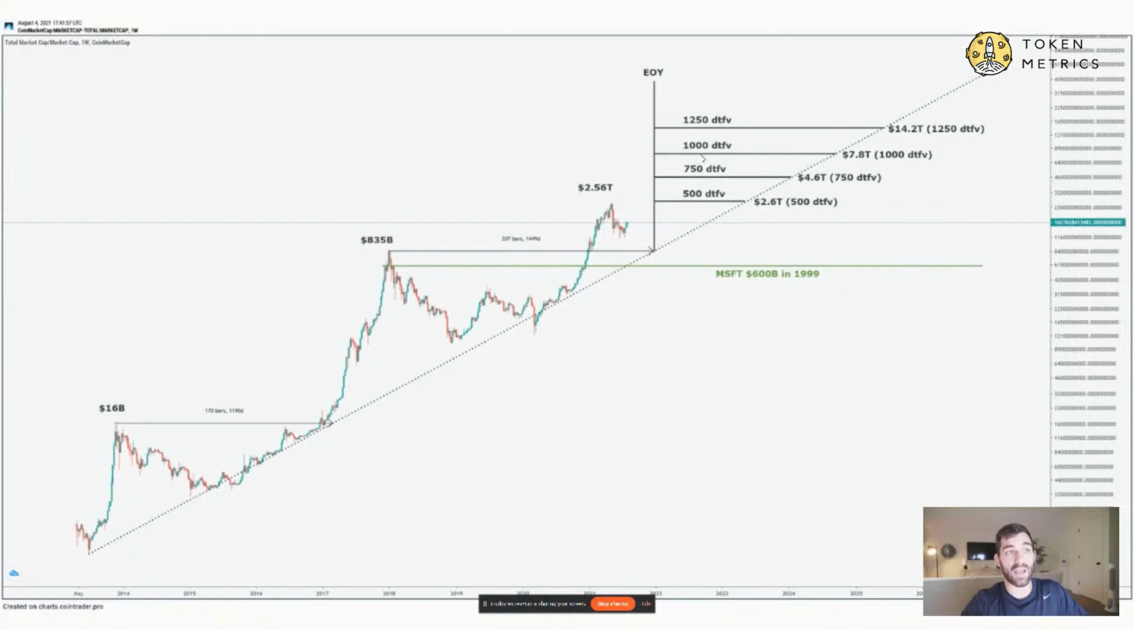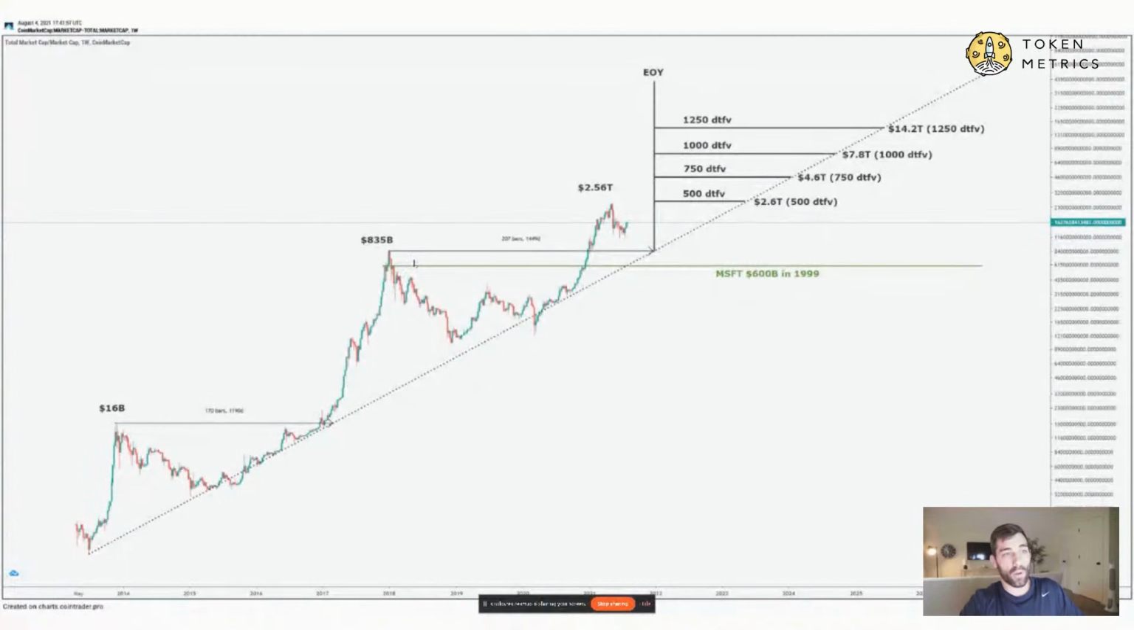and 1,000 days to fair value, to be more conservative in our analysis so that we're not throwing out crazy bull market numbers, we can see that it's only a matter of time before we get to $2.6 trillion in total cryptocurrency market cap, where we recently peaked. It's only a matter of time until we get to $4.6 trillion. It's only a matter of time before we get to $7.8 trillion. So am I saying it's going to happen by the end of the year? No, but over the next couple of years, we would expect this kind of growth to continue.